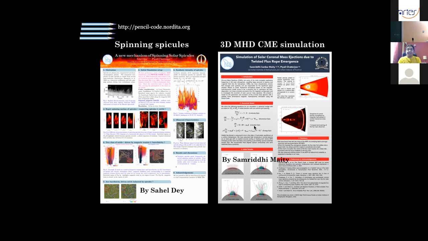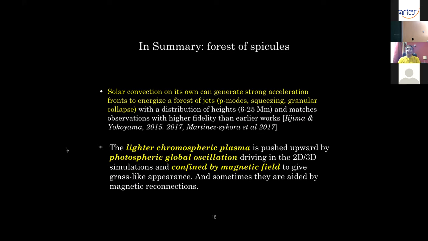And let me summarize my talk here. So we basically show that we have been able to assemble a forest of spicules, and the solar convection on its own can generate strong acceleration fronts, which are needed to energize a forest of jets. So the solar convection has different mechanisms like P-mode, squeezing, granular collapse, and so on and so forth. And by itself, it can give rise to a distribution of heights of spicules from 6 megameters to 25 megameters. And we believe that we have matched the observations with much higher fidelity than earlier works.